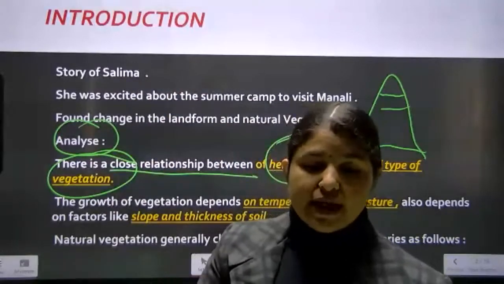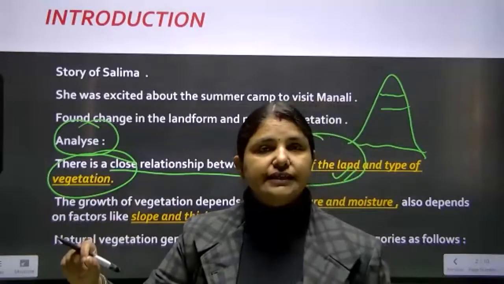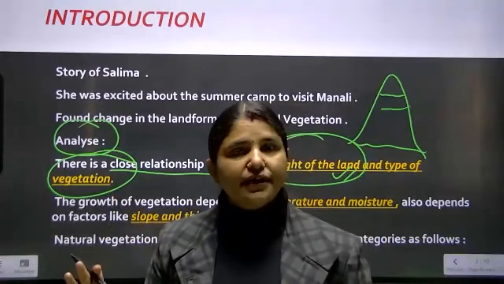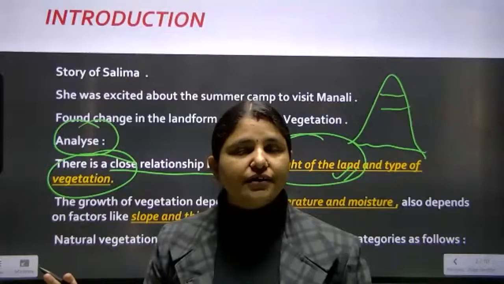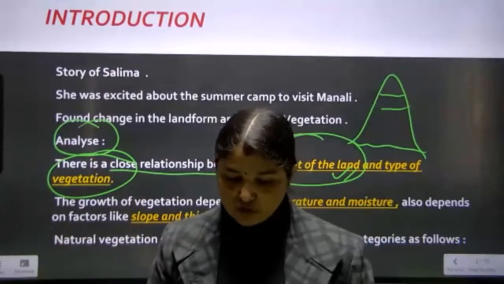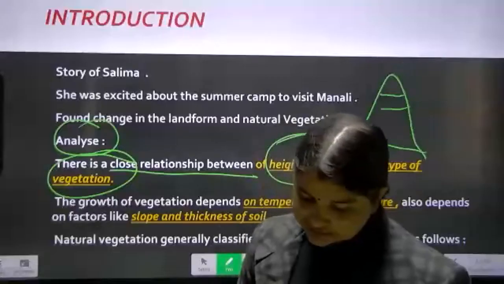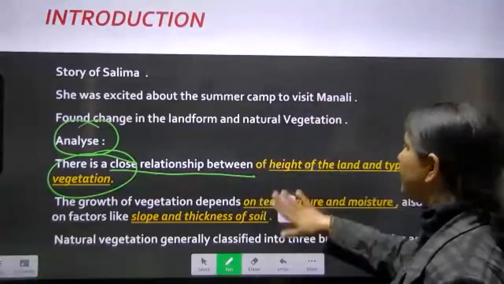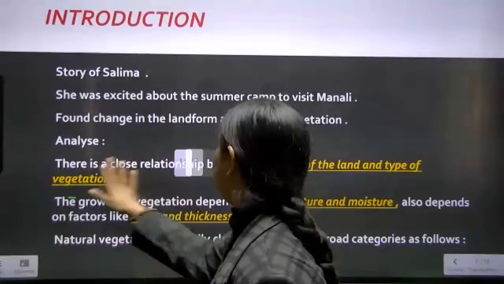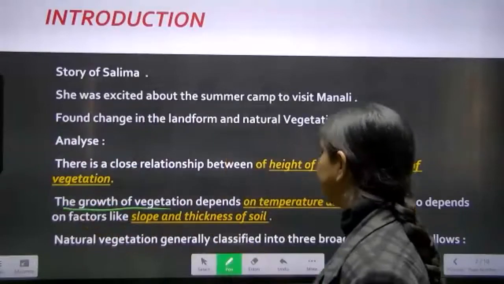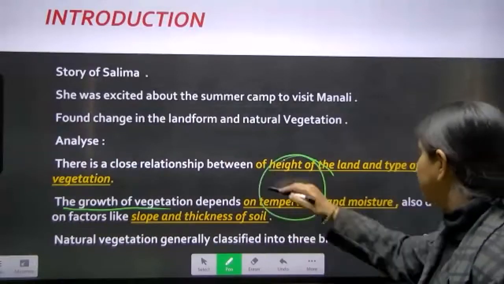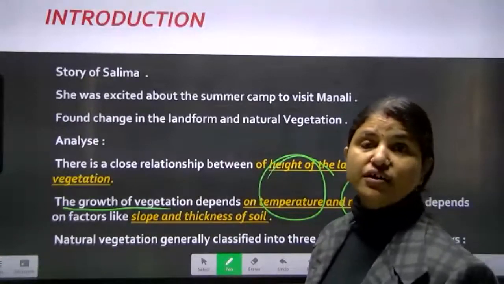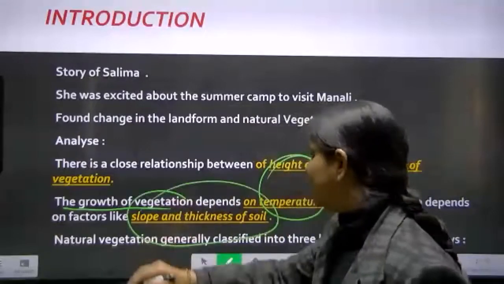Because the land in Rajasthan is completely different from the land in Jammu and Kashmir. So land always affects the vegetation we find there. Besides that, there are more things which can affect the vegetation of a particular area. The growth of vegetation depends upon the temperature and the moisture, we can say the humidity present in the air, the slope and the thickness of the soil.